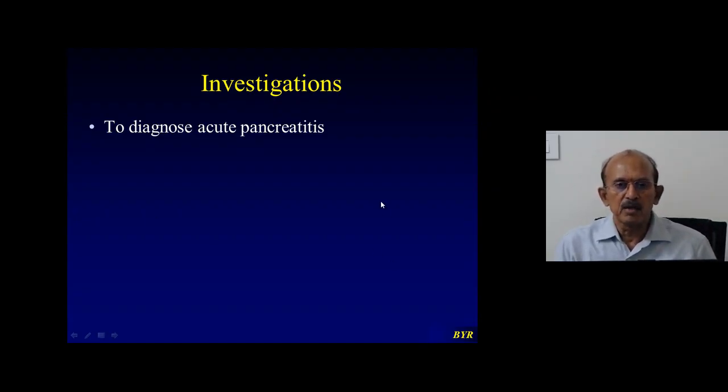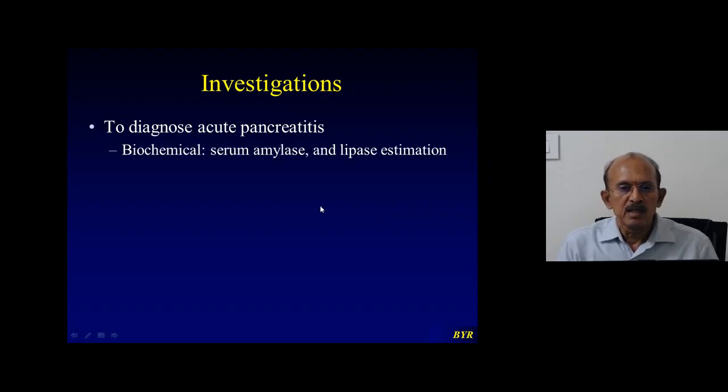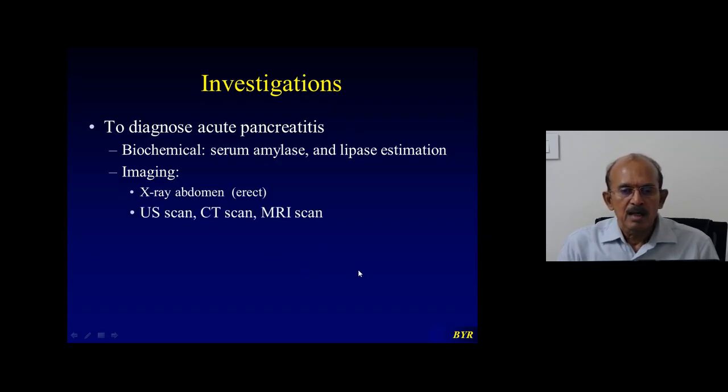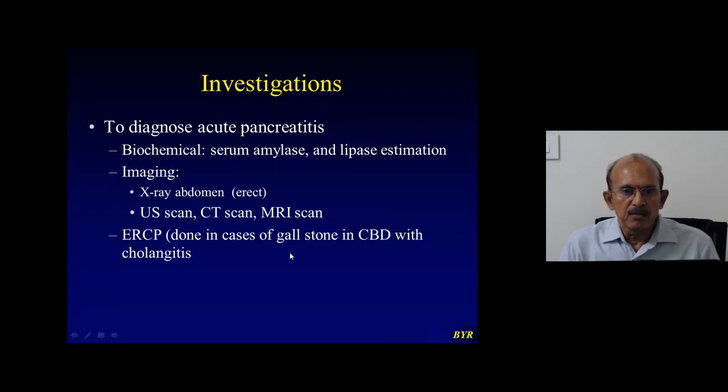The investigations are mainly to diagnose whether the patient who has come to us with severe pain is having acute pancreatitis or not. So that is number one, to diagnose acute pancreatitis. The things needed are biochemical investigations, serum amylase and lipase estimation, imaging studies, X-ray abdomen, ultrasound scan, CT scan, MRI scan, ERCP. In the case of gallstone and CBD with cholangitis, if you do ultrasound scan and find the CBD stone and gallstone, then you can go for ERCP.